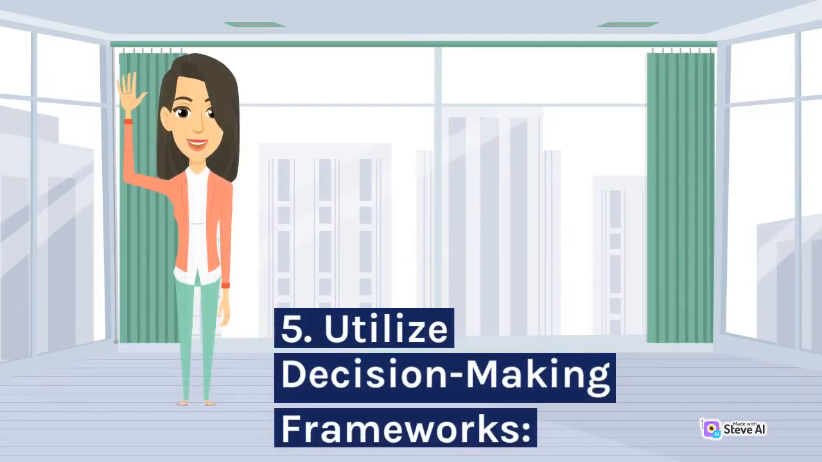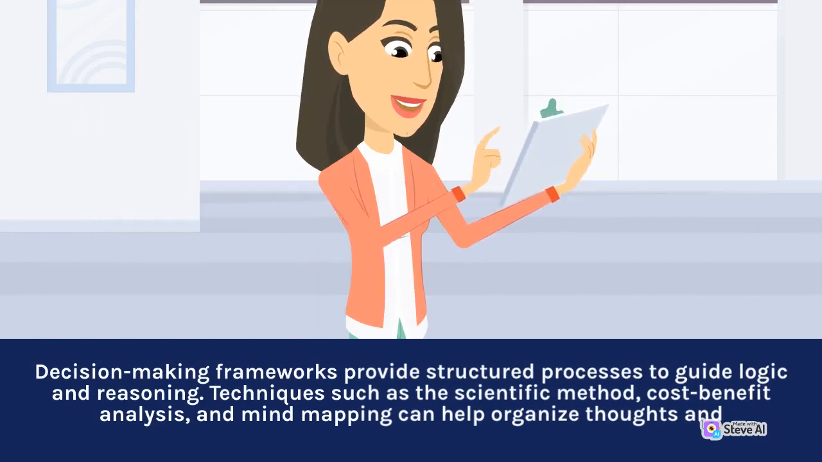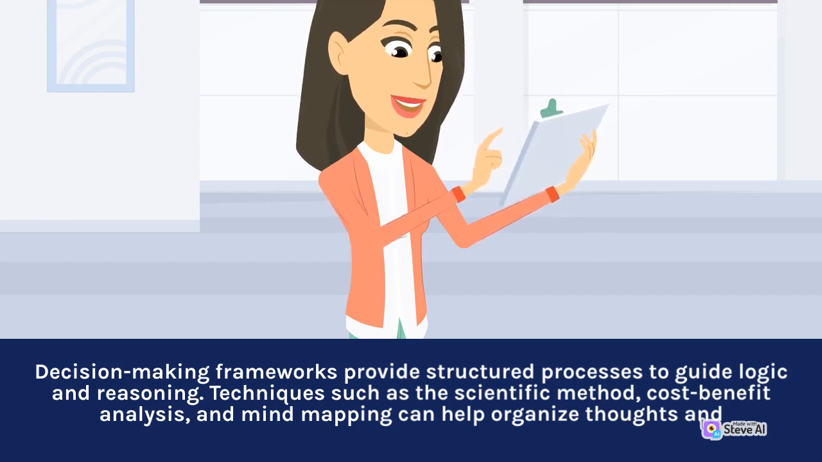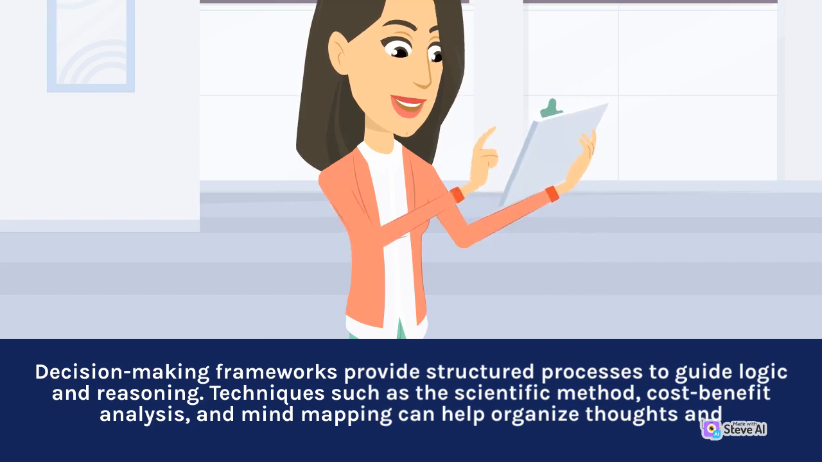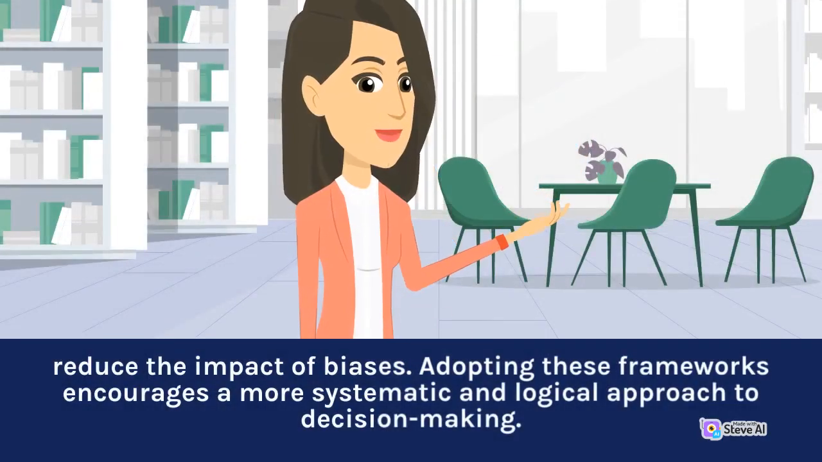5. Utilize decision-making frameworks. Decision-making frameworks provide structured processes to guide logic and reasoning. Techniques such as the scientific method, cost-benefit analysis, and mind mapping can help organize thoughts and reduce the impact of biases. Adopting these frameworks encourages a more systematic and logical approach to decision-making.